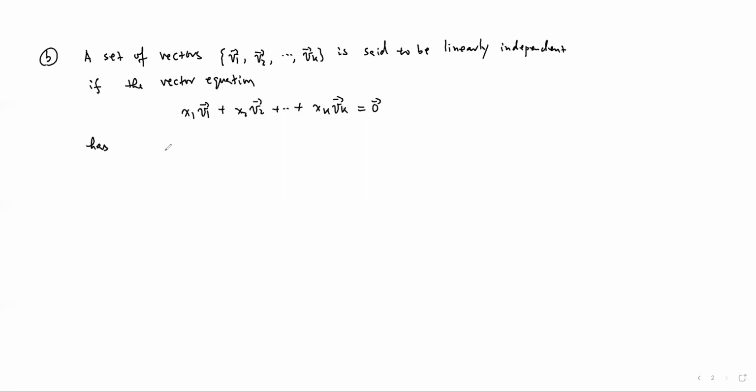If this vector equation has only the trivial solution, then we say that this set is a linearly independent set. When a set is linearly independent, the vectors in the set are independent of each other.